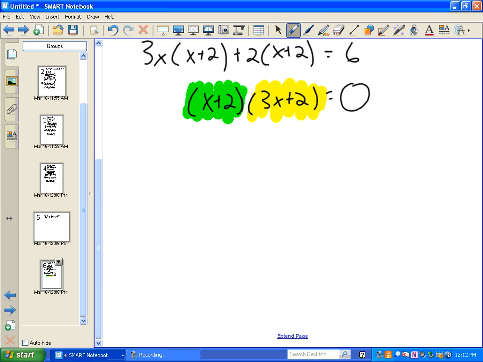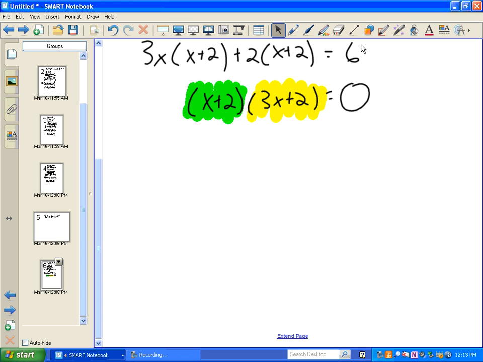Now, what if instead of this 6, what if I did this instead? Made that a 0. Now, what do you know? If I'm multiplying the green and the yellow and getting 0, what do you know? Brett. Either the green or the yellow has to be 0, or both. One or the other, or both of them could be 0.